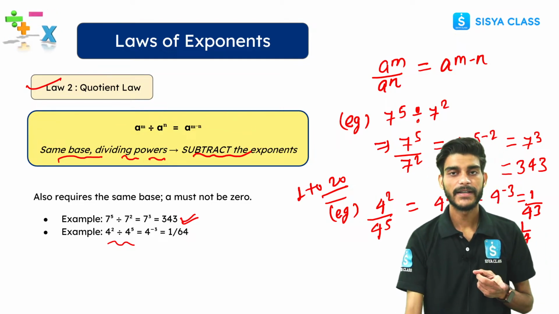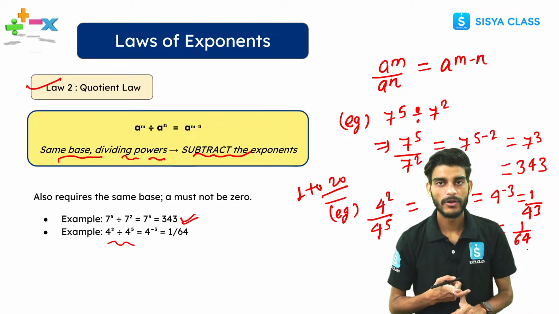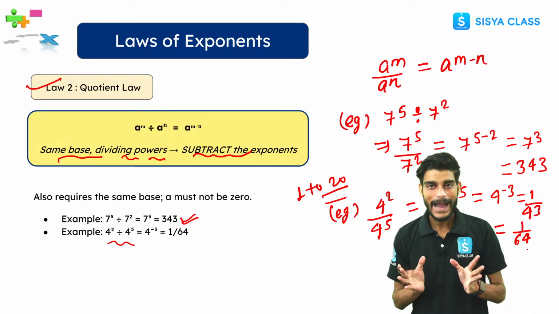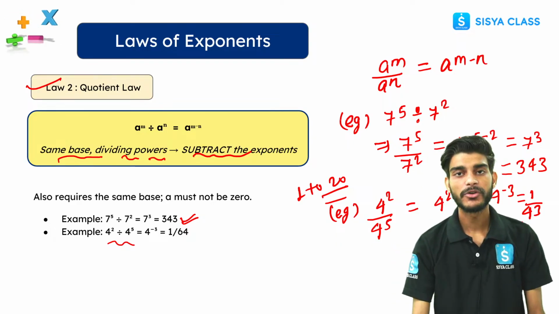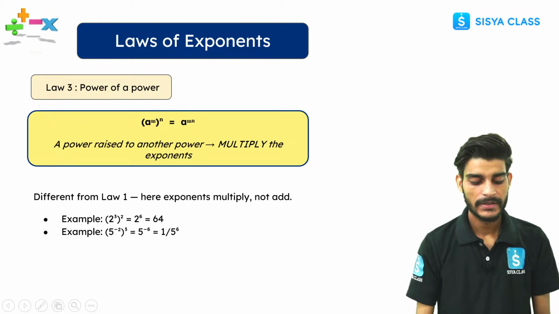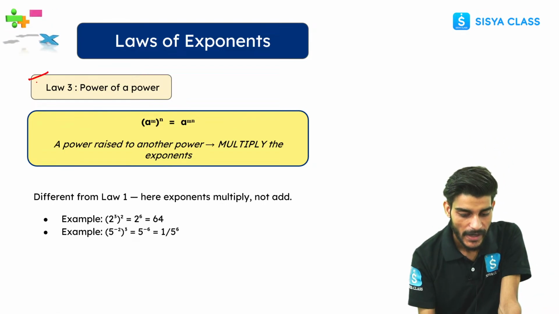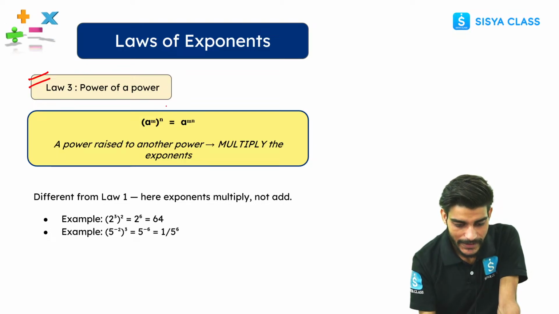So the two laws are clear to you. First one was the product law. Second is the quotient law. In the product law, you have to add the powers. In the quotient law, you have to subtract the powers. Third one is the power of a power. Power of a power. What is the meaning of it?